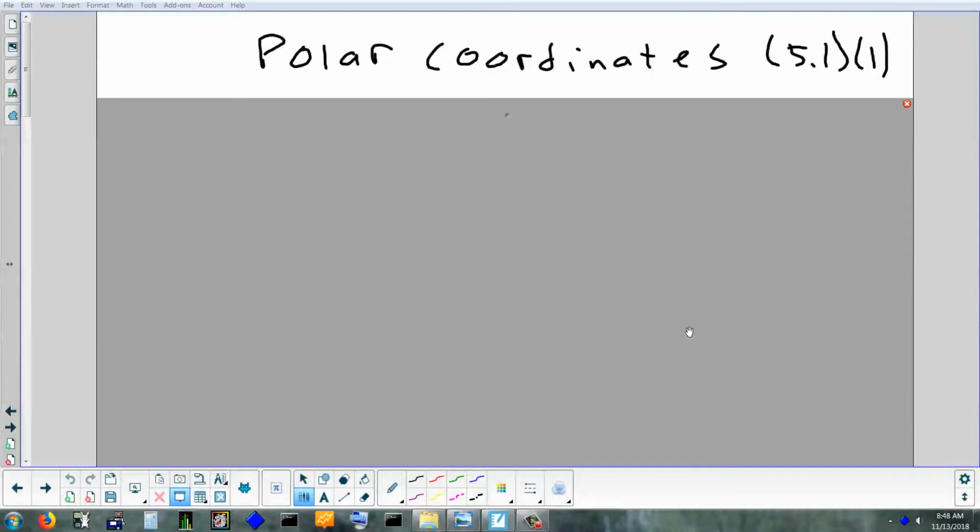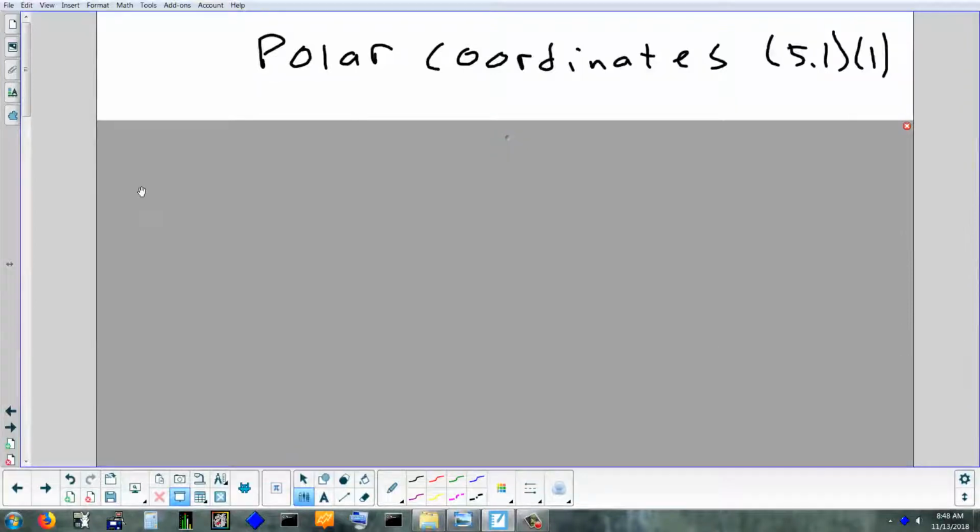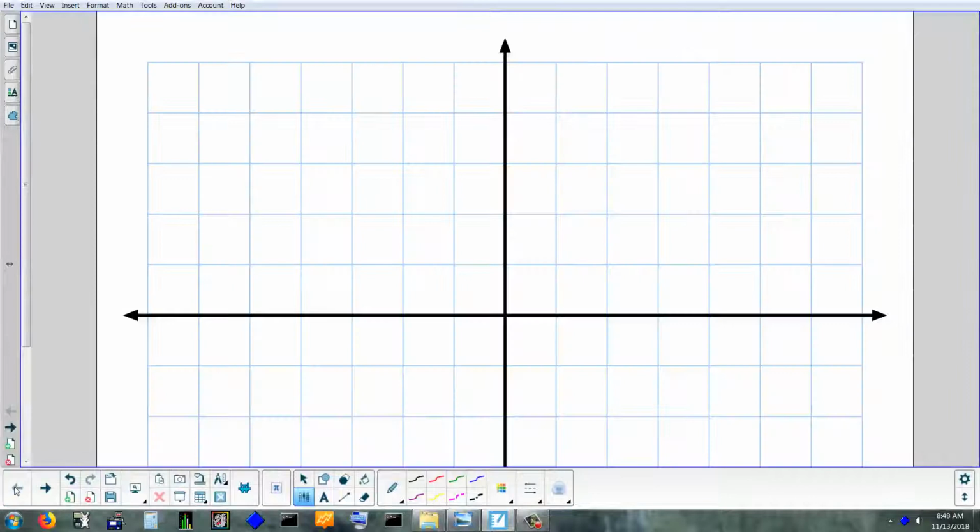All right, so we're going to take a look at the start of section 5.1, which is on polar coordinates. So polar coordinates are a different way to write coordinates. This is the kind of system we're used to, right?